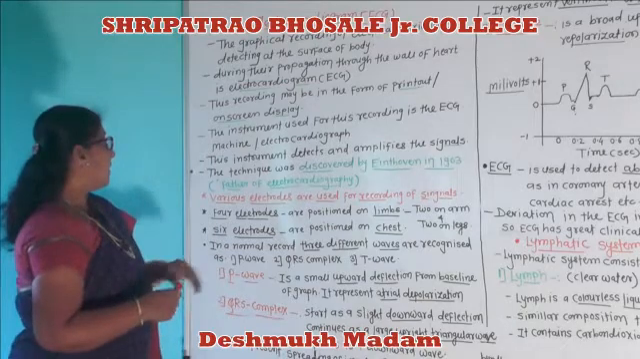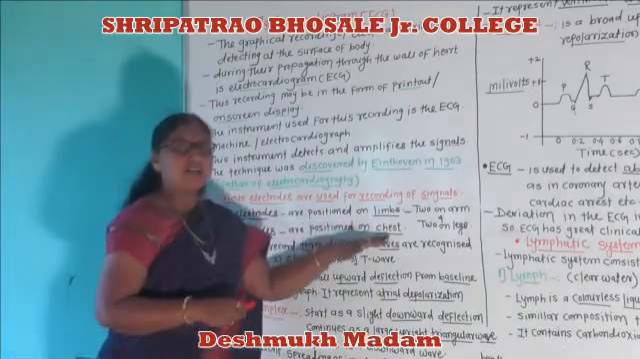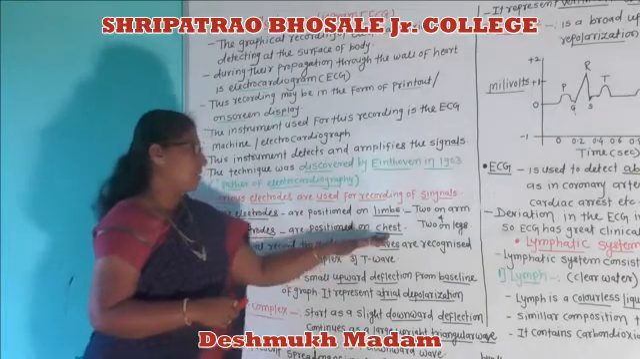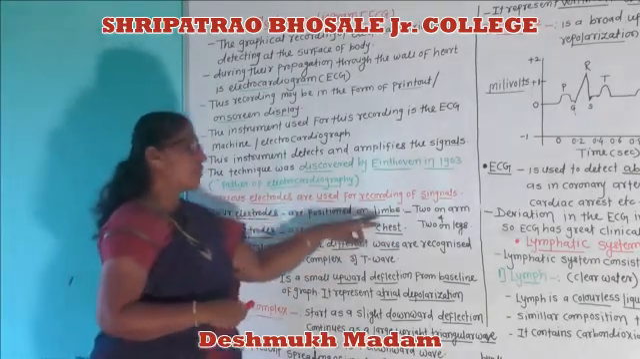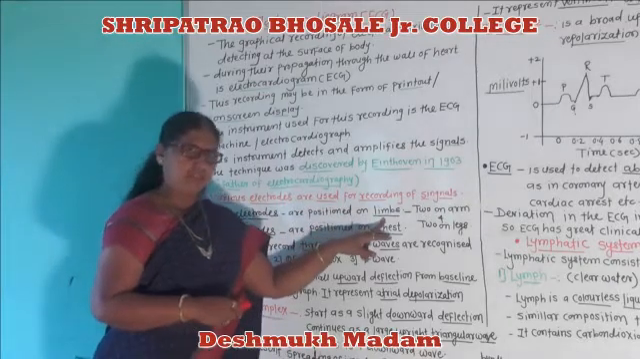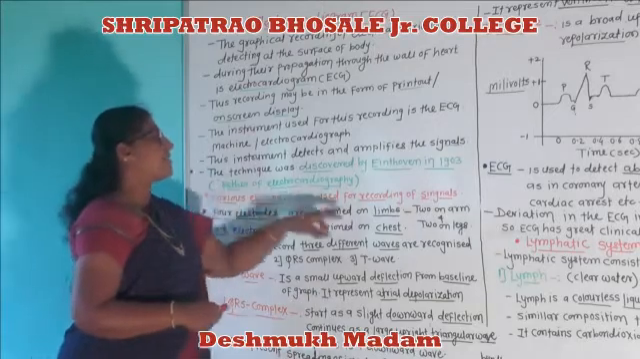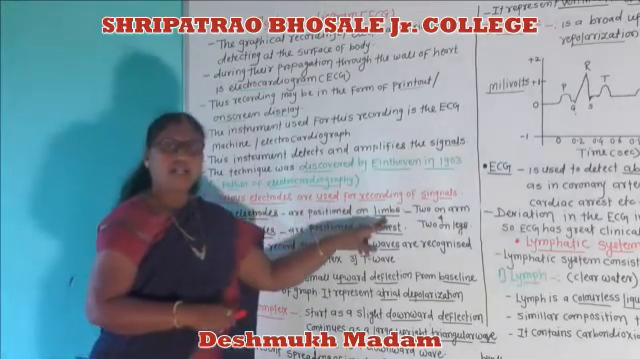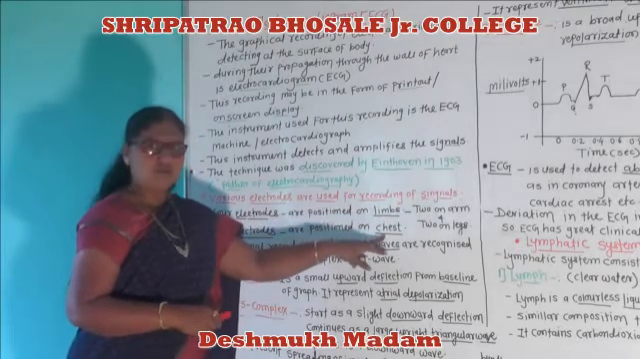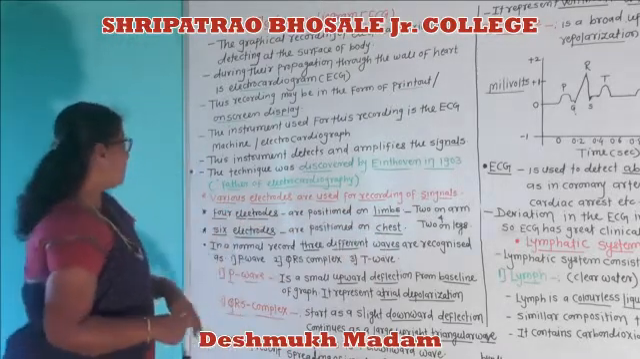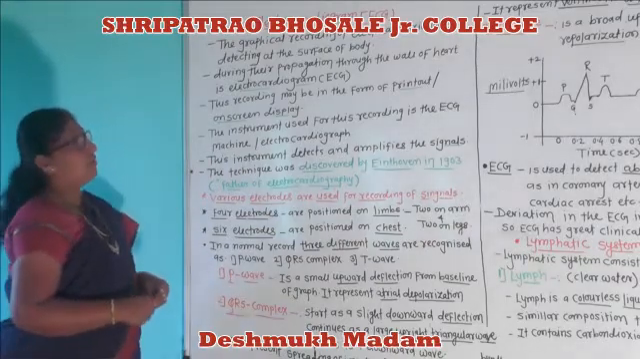These six electrodes are called the chest electrodes, and the four electrodes positioned on the limbs are called the limb electrodes.